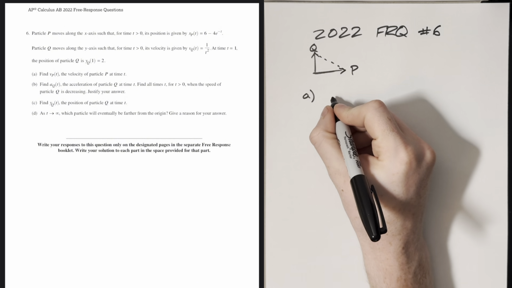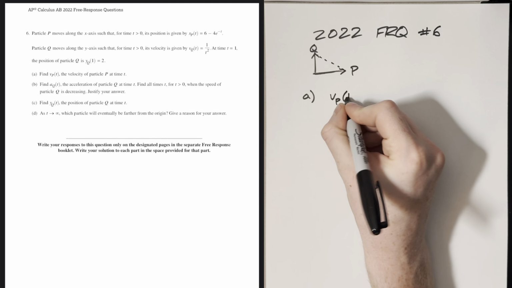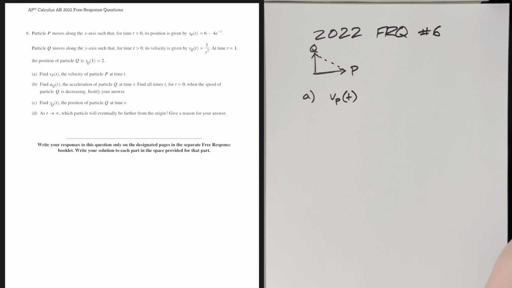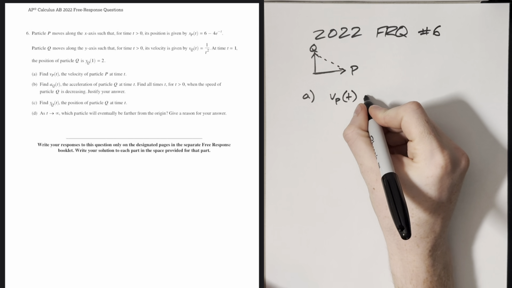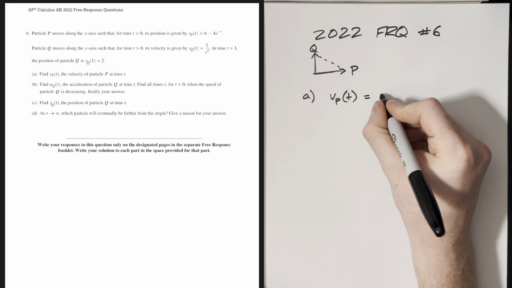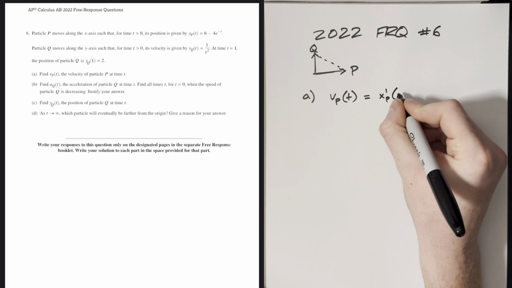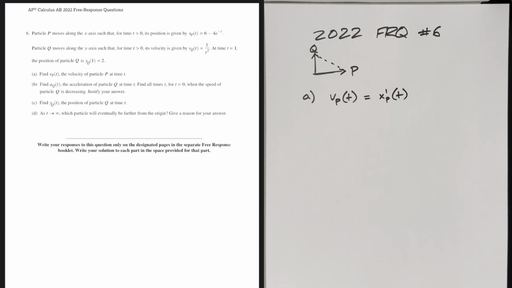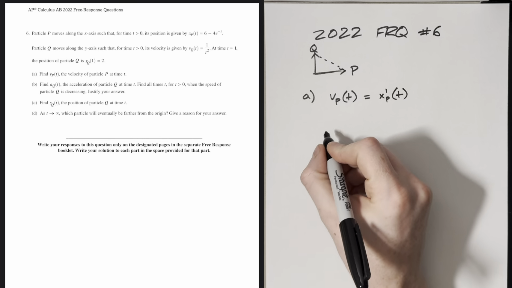Part A says, find v_P of t, the velocity of particle P at time t. Now this question honestly is not too bad if we know one simple fact, and that is that velocity is equal to the derivative of position. And this is a big thing, right? If we take a position function and I take the derivative, that will give me the velocity function. And the great thing is they already gave us the position function.